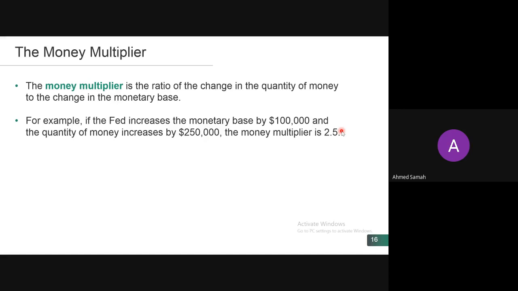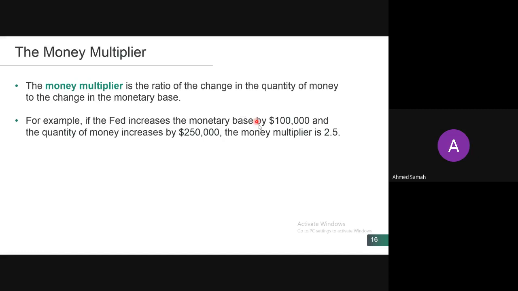But most of the time, you will only know the 100,000, and the change in the quantity of money, the money supply, you will only know after a period of time. But you can know the money multiplier based on the previous historical data. So if you know the money multiplier, you can forecast the increase in the money supply due to an increase in the monetary base.